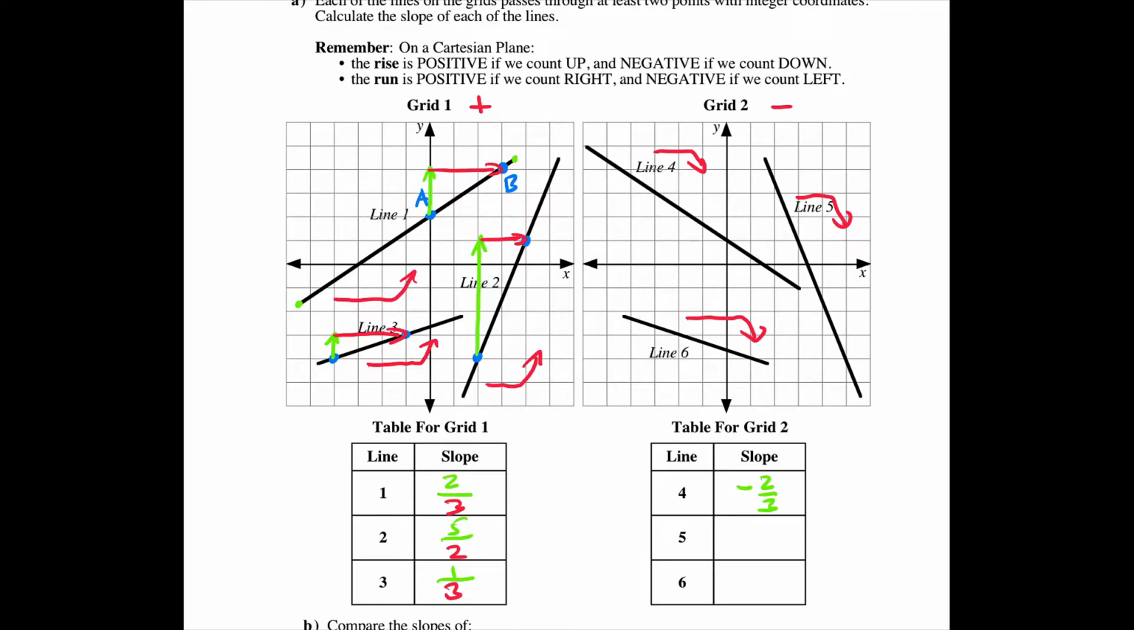Line number 5 has the same slope as line number 2, except in the negative direction, so it's negative 5 over 2, and line 6 has the same slope as 3, except in the negative direction, so that's going to be negative 1 over 3.